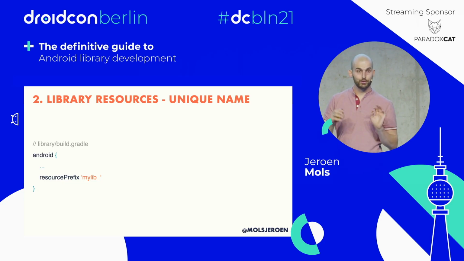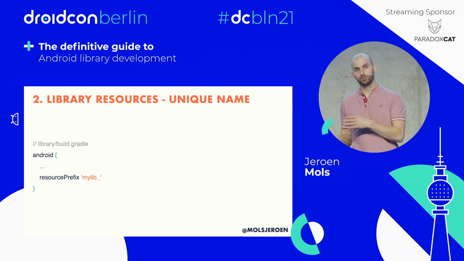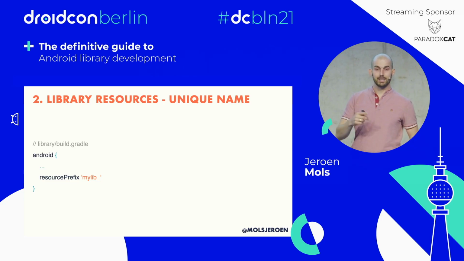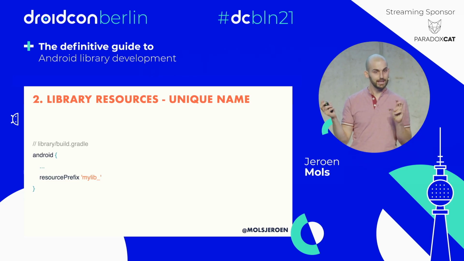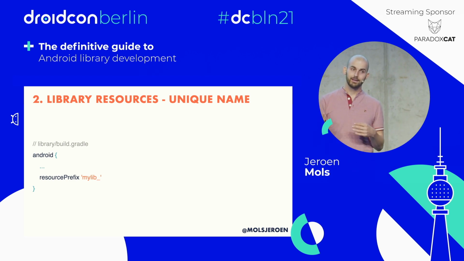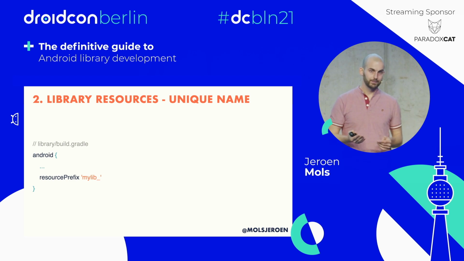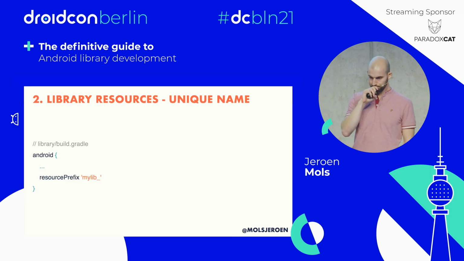In order to prevent that, because resources don't have namespaces, you can add a prefix to all of your resources to make them look unique. Then the chances of overriding happening are way smaller. Unfortunately, there isn't any tooling to help you with this. So this is a manual process. You need to manually name all of them.